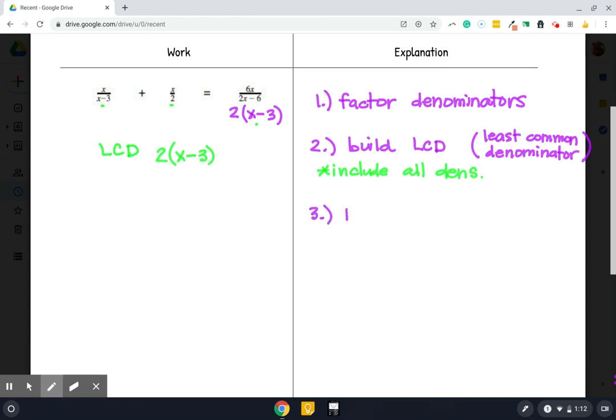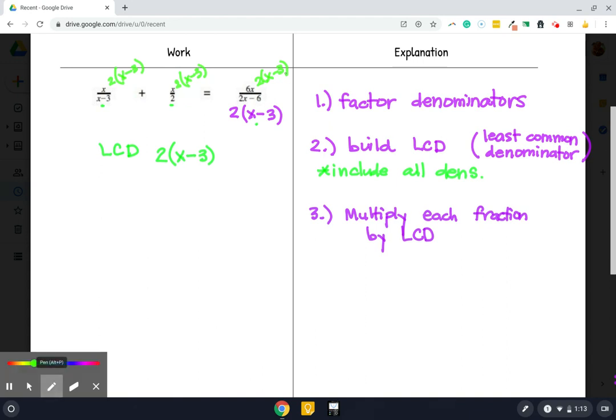The whole point of finding this least common denominator is we are going to do some work with it. We are going to multiply each fraction by the LCD. And our goal is to cancel anything that we can get to cancel. So this LCD that we took the time to build, I'm going to multiply the first fraction by it, the second fraction by it, and the third fraction by it. And then I'm going to say what can cancel.